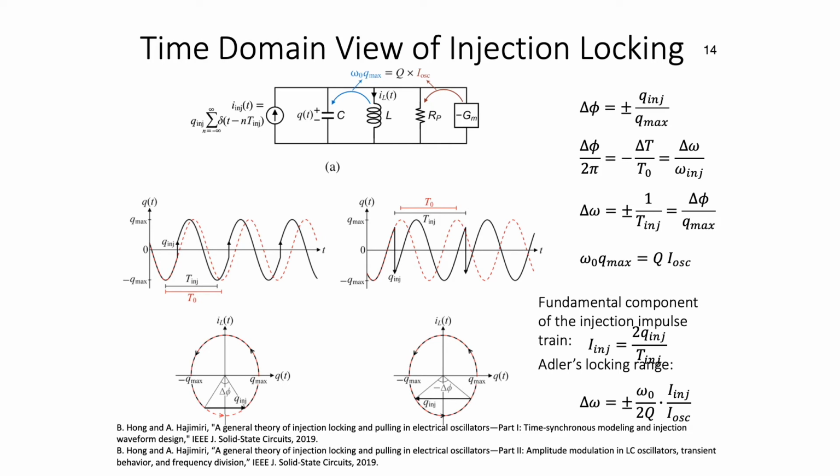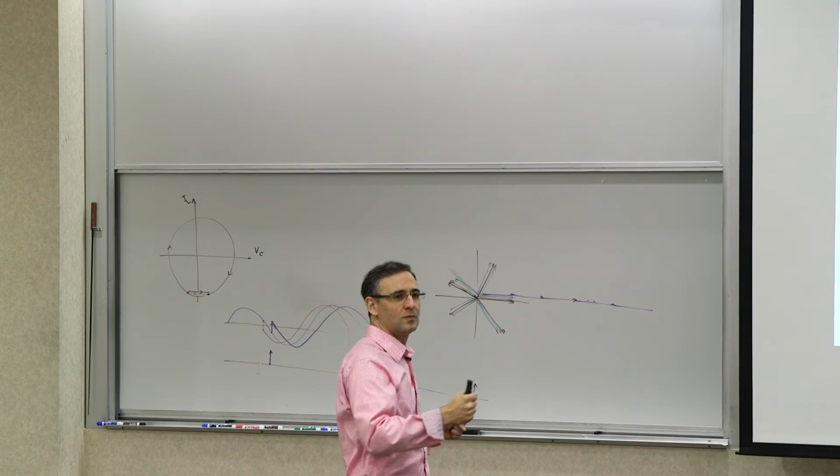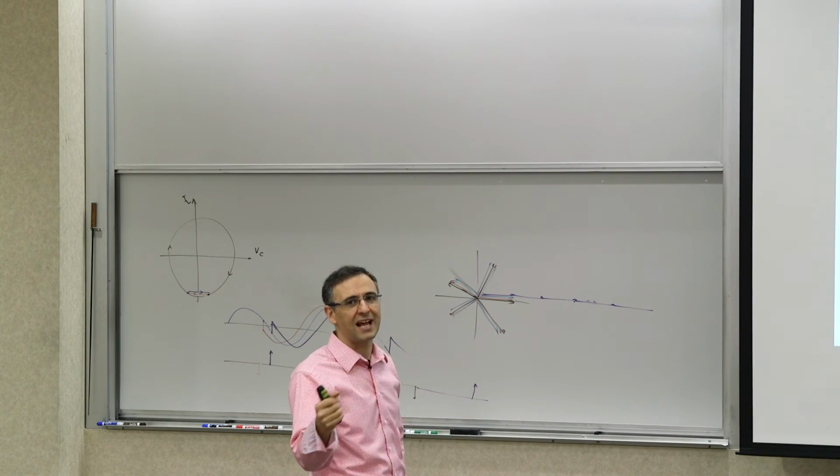The locking range, the range over which you can maintain locking, is related to the center frequency, of course, but it's scaled by Q, the quality factor of the oscillator, meaning that the higher the quality factor of the tank of the oscillator is, the narrower its locking range would be, right? Which makes sense, because the higher the quality factor, the more resistance it would have to a change in the frequency. It's less compliant, if you will. Right? And it's also related to the ratio of the injected current to the oscillator current. So the more power you inject, the harder you try to push it around, the more you can deviate it from its natural frequency.